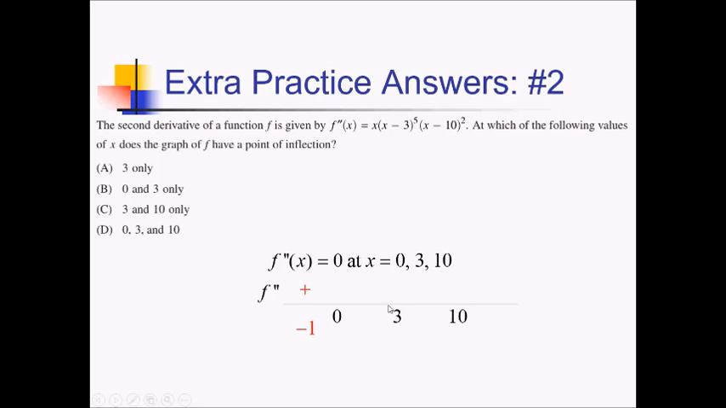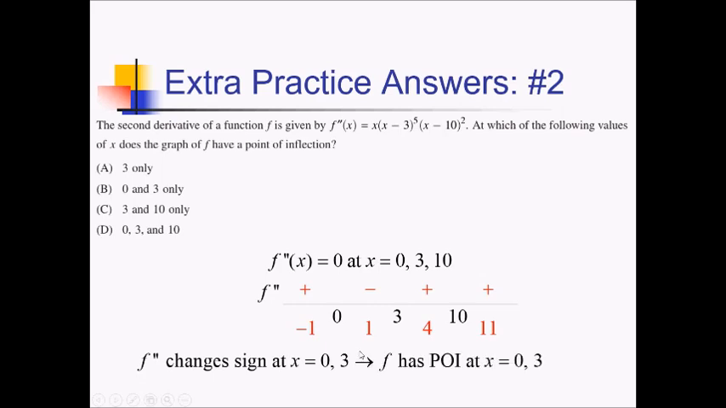Next, a number between 0 and 3, like 1. That's going to be a positive times a negative, so negative overall. And then between 3 and 10, 4 works, so does 9, anything in between. So that's a positive times a positive, which comes out positive. And then after 10, how about 11? That's going to be a positive times another positive, so that's also positive. So we see here that f double prime is changing signs at 0 and 3. Therefore, f has points of inflection at x equals 0 and 3, giving us choice B.